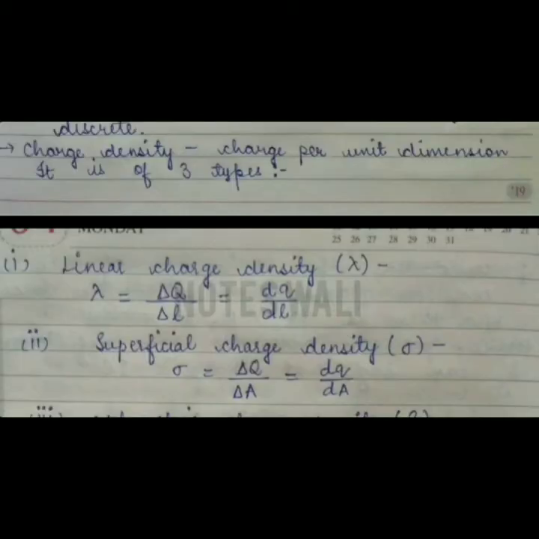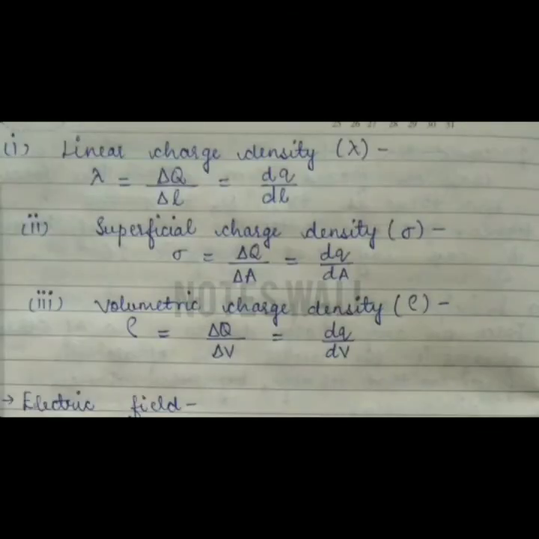Next we have charge density, just as the coefficient of expansion that we have studied in thermodynamics in class 11th physics, and mainly it is the charge per unit dimension. First is linear charge density, that is represented by lambda. Second is superficial charge density, which is denoted by sigma, and in which we have to take the dimension as area. And third is volumetric charge density, which is denoted by rho, and we have to take volume as the dimension.